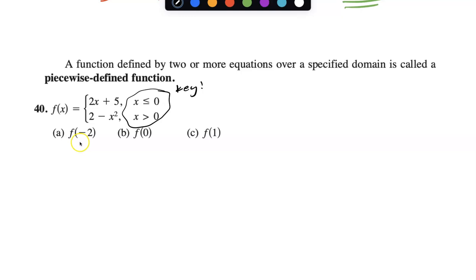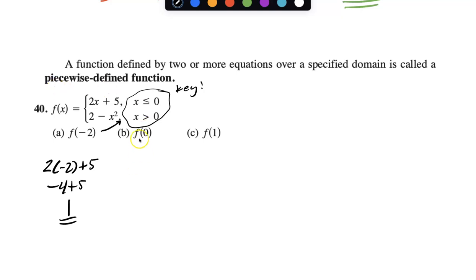So all we're going to do is the exact same thing. So f of negative 2. First thing you do is check which one it fits under. Is negative 2 less than 0 or greater than 0? Negative 2 is less than 0. So we're going to use the top one here. So negative 4 plus 5 is 1. And there you go. That's it.